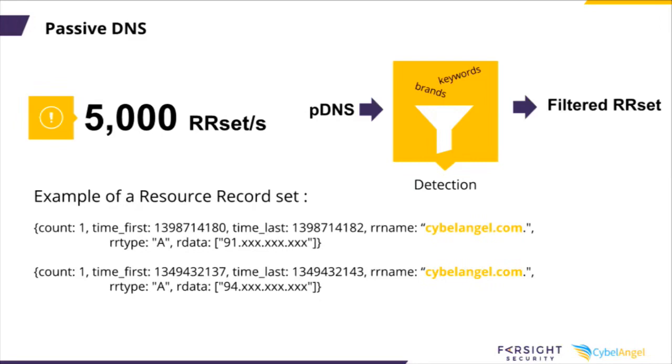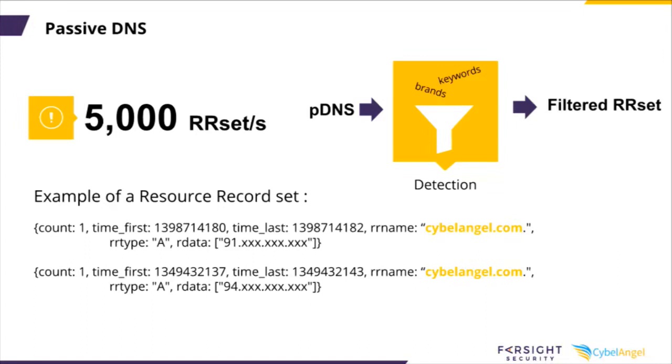So it's a record with attributes and values, and some are more interesting than others, especially the RR name, which is the domain name, basically. And also the R data, which is the IP address. So here you have, for example, two different IP addresses that are bound to the same domain cyberangel.com, but at two different times. So we get a stream in real time of these DNS queries.